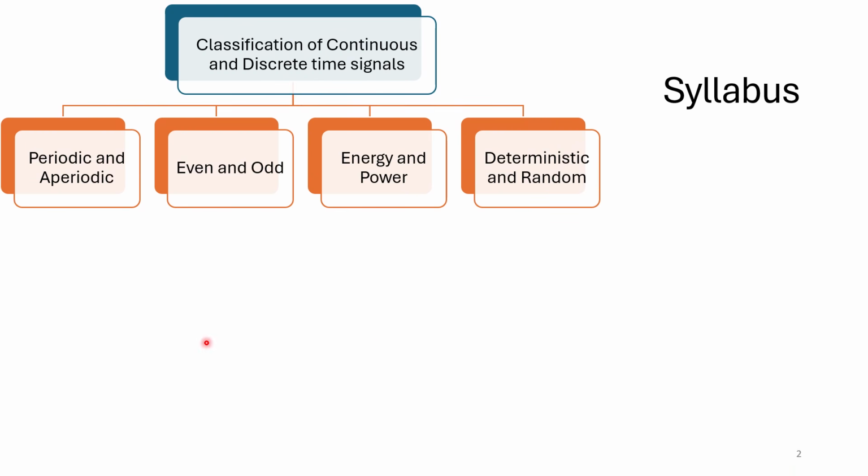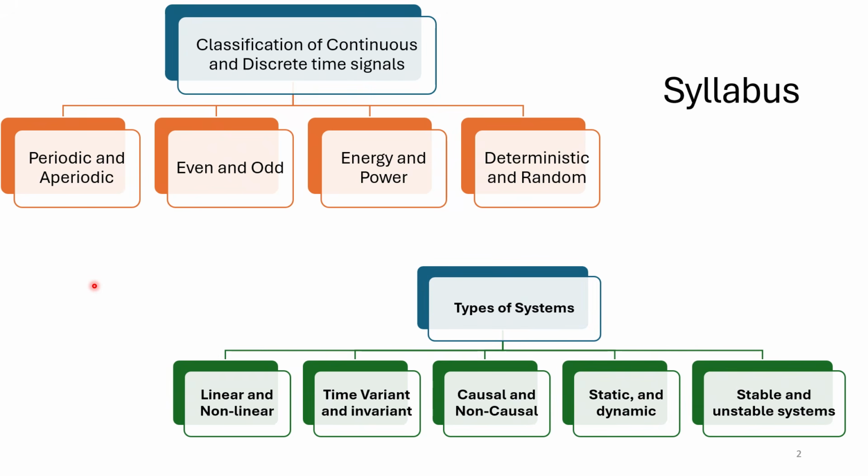So here is the syllabus for your course, signal processing. In this session we are going to take the contents from the classification of continuous and discrete time signals, where we will talk about periodic, aperiodic, even, odd, energy, power, and deterministic and random. Also we will look into the types of systems: linear, nonlinear, time invariant, time variant, causal, non-causal, static, dynamic, and stable, unstable systems, right? So we are going to take both of the things. So let's start the session.